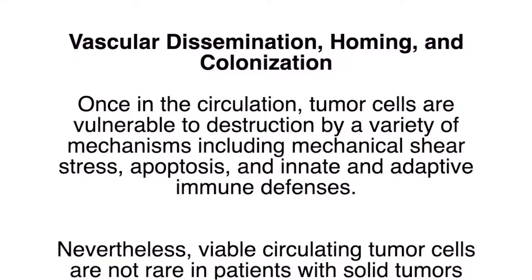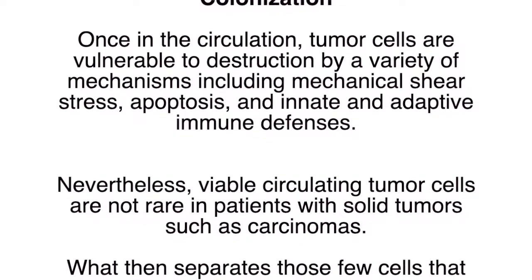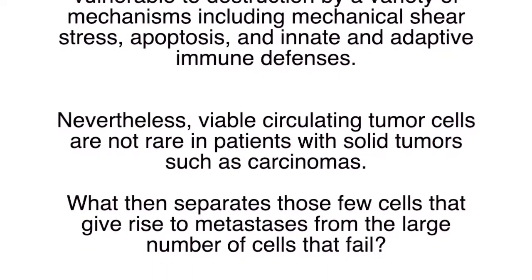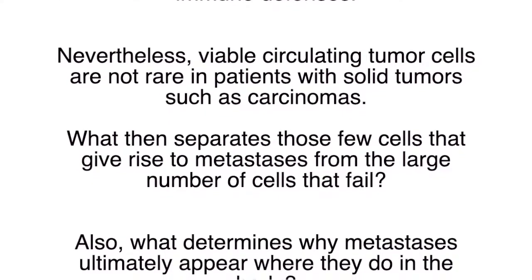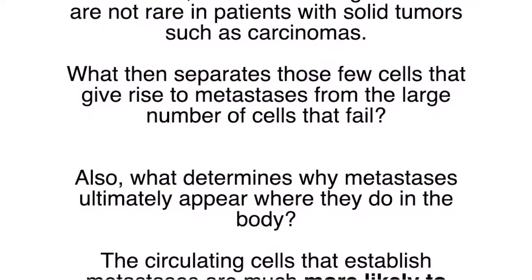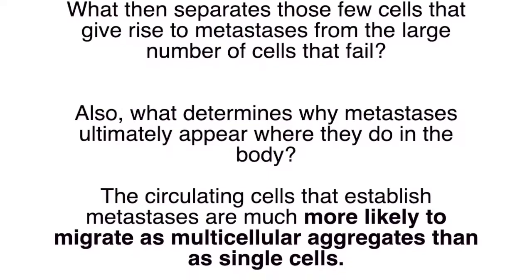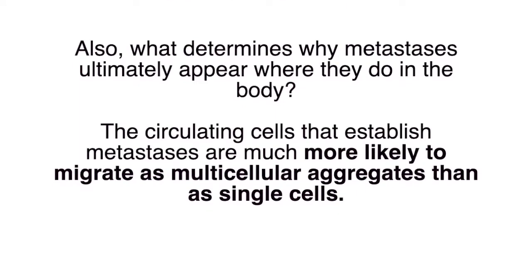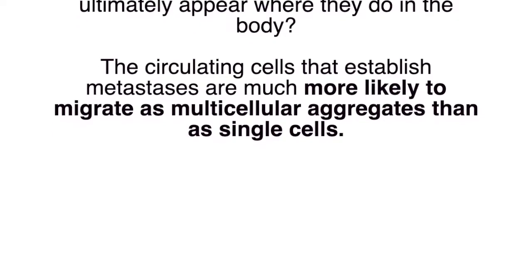Vascular dissemination, homing, and colonization. Once in the circulation, tumor cells are vulnerable to destruction by a variety of mechanisms, including mechanical shear stress, apoptosis, and innate and adaptive immune defenses. Nevertheless, viable circulating tumor cells are not rare in patients with solid tumors such as carcinomas. What then separates those few cells that give rise to metastasis from the large number of cells that fail? Also, what determines why metastases ultimately appear where they do in the body?